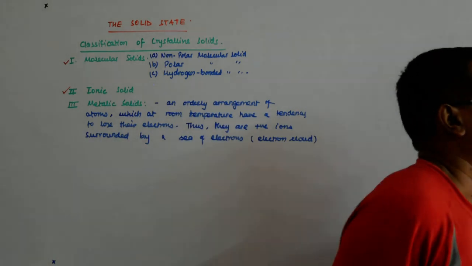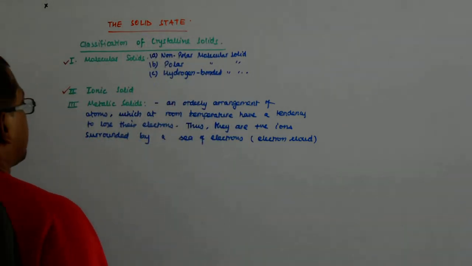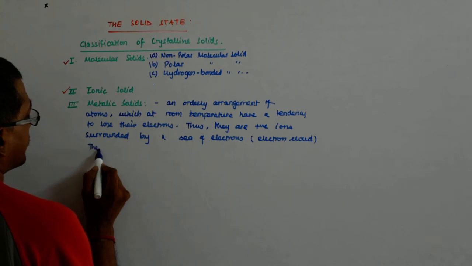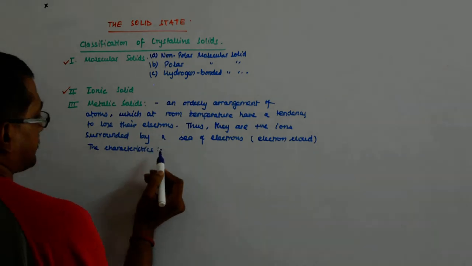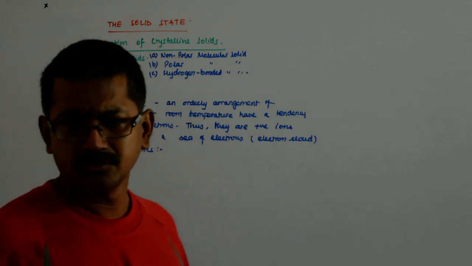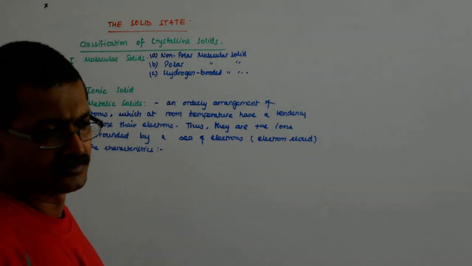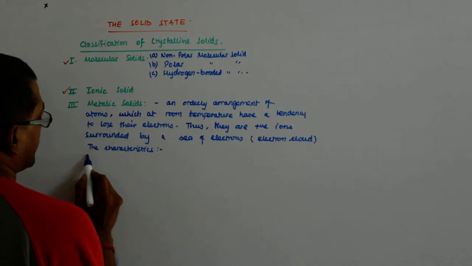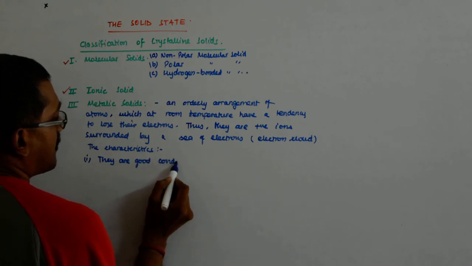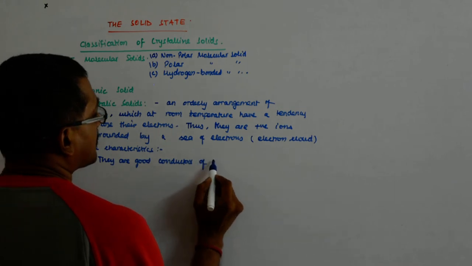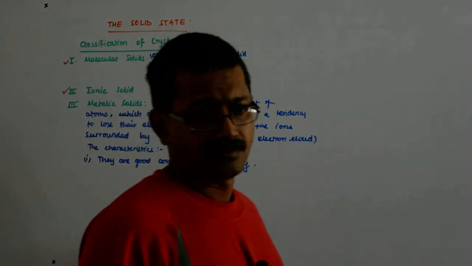Now this characteristic leads to the things that we know the most about the metals. So what are the characteristics of metals due to this? Obviously, the first thing is that they are good conductors of electricity. Okay? They are good conductors of electricity.